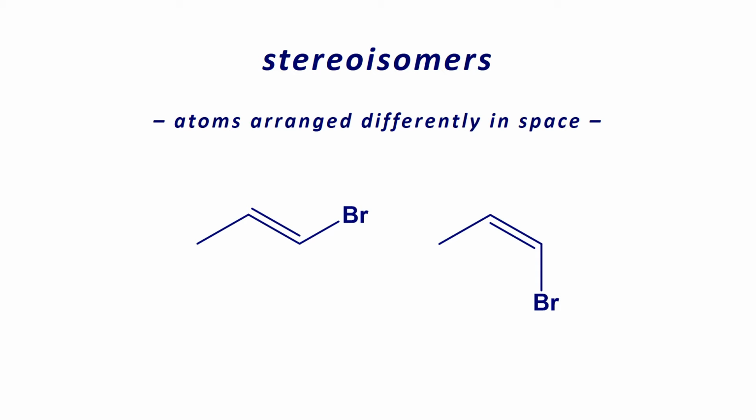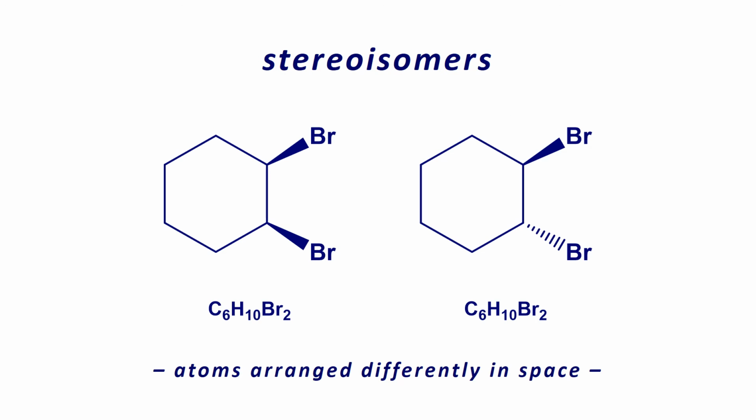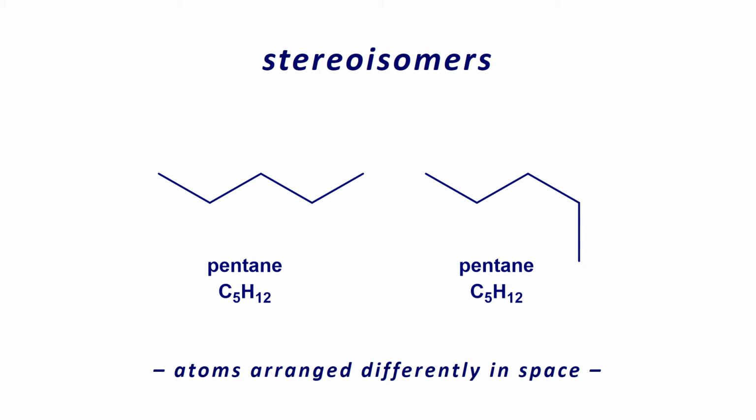There are a few different ways in which this can come about. These double bond isomers are one example, where the rigidity of the carbon-carbon double bond locks the bromines into different positions. Or these two cyclic molecules. The two bromines can be on the same face of the molecule, both coming out towards us, indicated by the wedged bonds in the left-hand structure, or on opposite faces, one coming out towards us, one going back away from us, as in the right-hand structure. And even these two structures of the alkane pentane have a different arrangement of atoms in space. The methyl group at the right-hand end of the molecule is in a different orientation.